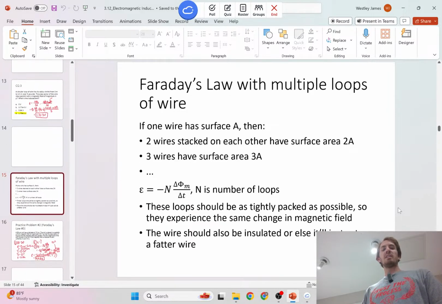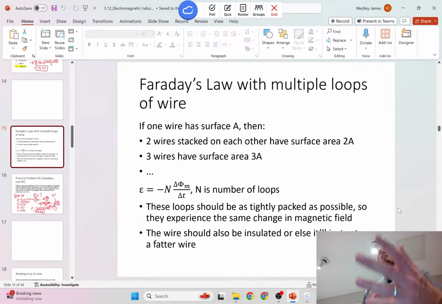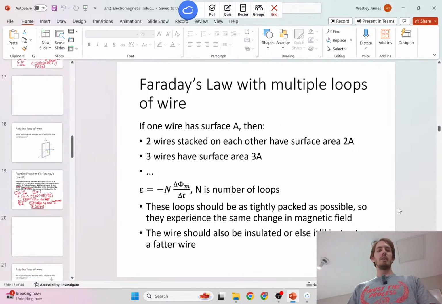And then we said you're going to add a bunch of loops of wire, so put an N in front of it because you want to make a large voltage. Each loop contributes. You have 10 loops, multiply that changing flux by 10. You have 1,000 loops, it makes it 1,000 times the voltage. 10,000 loops, 10,000 times the voltage. So the reality is these things have a bunch of loops to them.